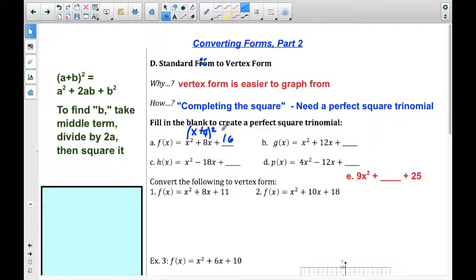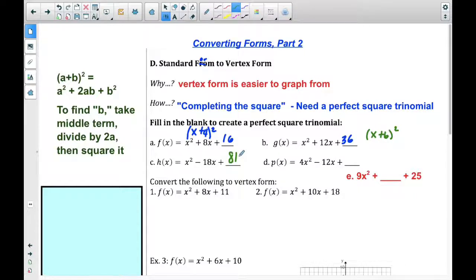Okay, so the next one, x squared plus 12x plus blank. Do you know what would go in that blank? Well, we take half of 12, which is 6, and we square that, and we come up with 36. And once again, that is a trinomial that can be factored into a perfect square. Okay, take a second to look at C and try that on your own. See what you think it would be.